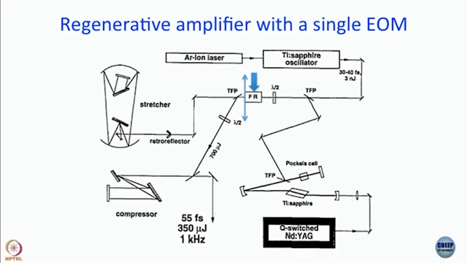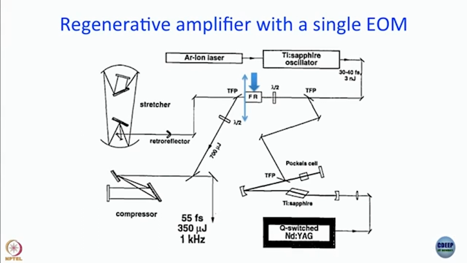Okay. That will be determined by the polarization. This thin film polarizer is once again set to vertical. So, vertical polarization will go through, and if it goes through, then it goes to the stretcher and gets stretched. However, if this was horizontally polarized, it would be reflected by this thin film polarizer and would go into the compressor. That is what happens after amplification.